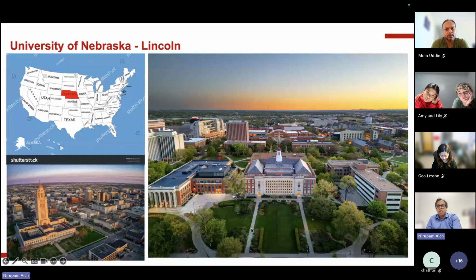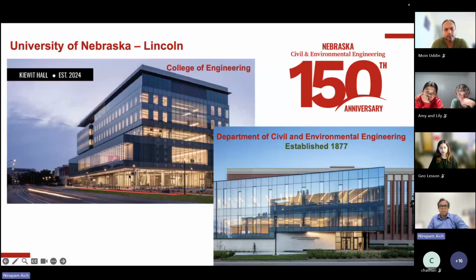Lincoln is not very small college town, it has 300,000 population. It's the capital of the state. And this is our state capital. This is the university campus. We call it City Campus. In City Campus, we have a new College of Engineering building that was established in 2024. But our civil engineering department and environmental engineering department were established way ahead of time.